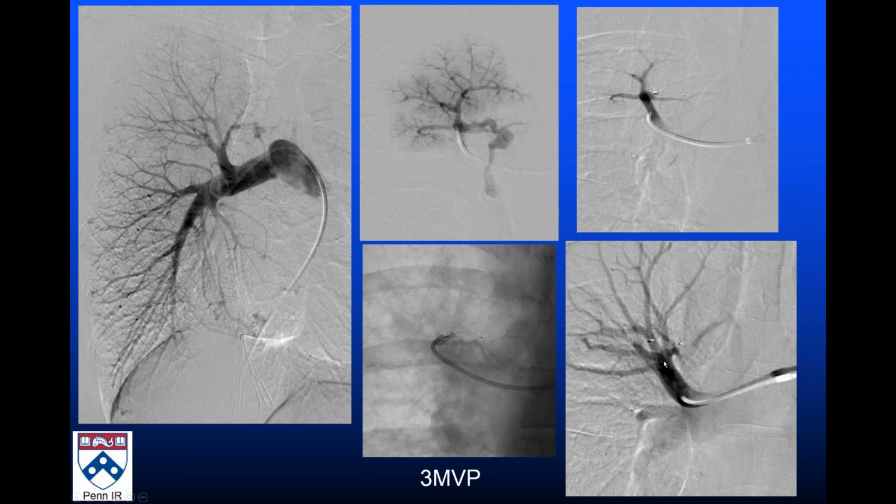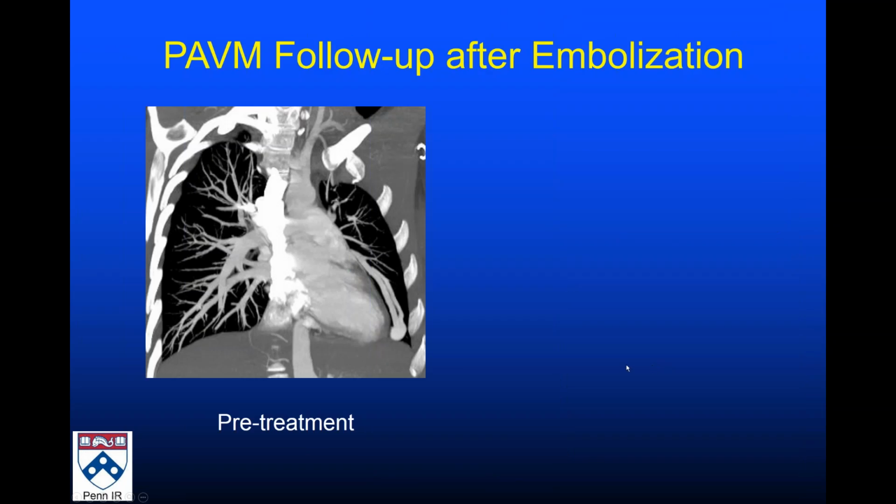Just another injection there. So our follow-up after embolization, this is what it looks like beforehand on a CAT scan. This particular CAT scan is called a coronal view with the patient looking straight at us. So here's the heart. The head is up here, the feet are down here. This is left, right. We can see some ribs here, collarbone, and we can see the PAVM right there, the feeding artery, the sac, and the draining vein.